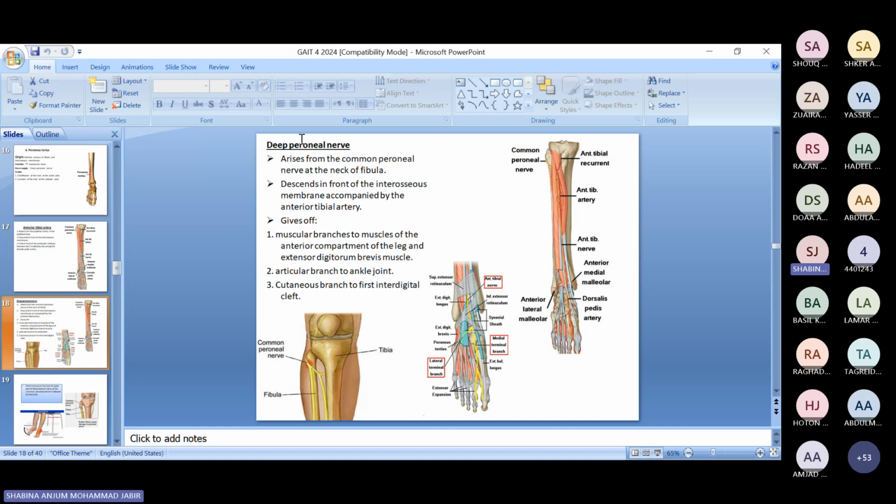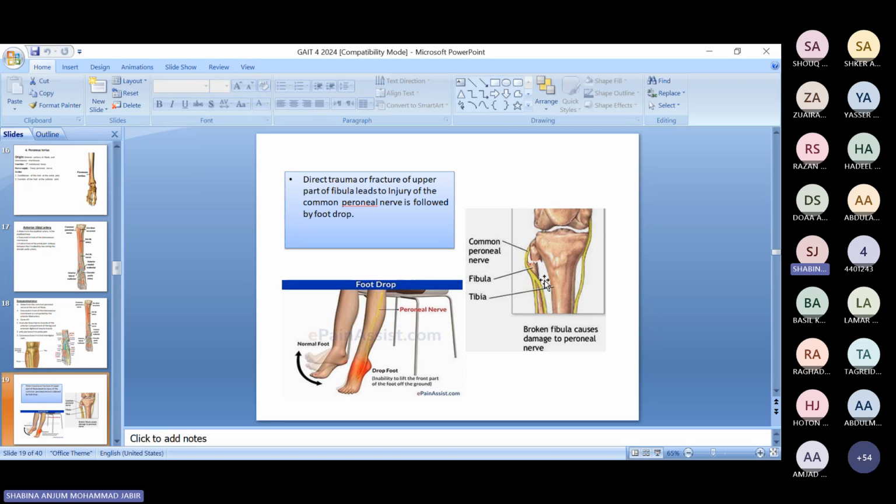Next we have the deep peroneal nerve. Where is it coming from? Just now we saw that it is another branch from the common peroneal nerve at the neck of the fibula here. It is accompanied by the anterior tibial artery. It will give muscular branches to all the muscles of the anterior compartment and also to extensor digitorum brevis. You will see what extensor digitorum brevis is; it is a small muscle. It will also give a cutaneous branch to the first interdigital cleft, at this area.